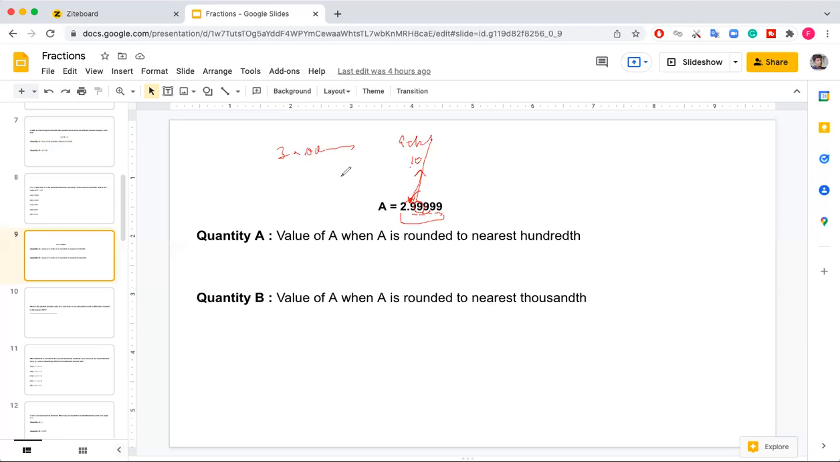Got the point? How does this become 3? This is just basic math. Likewise for the nearest 1000th and the next one, again it will become 10. 1 moves backward, again that becomes 10, and 1 moves backward, that becomes 3. So this is again 3.00. That's why the answer is C.